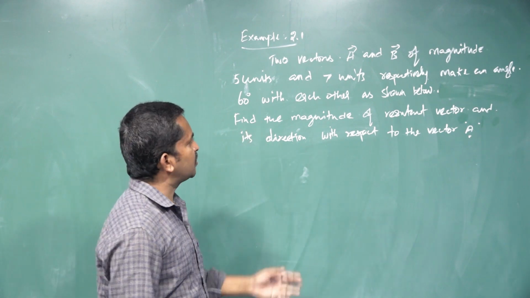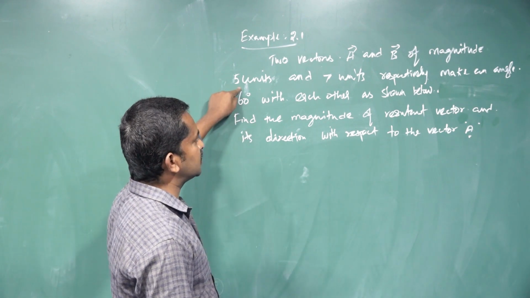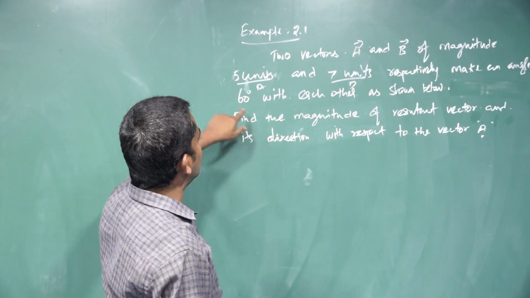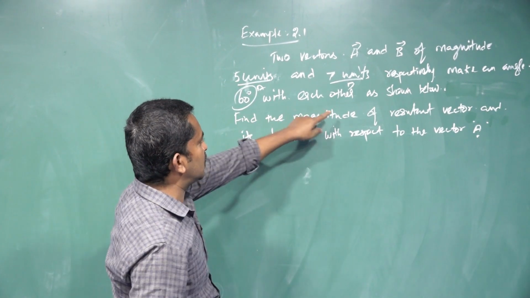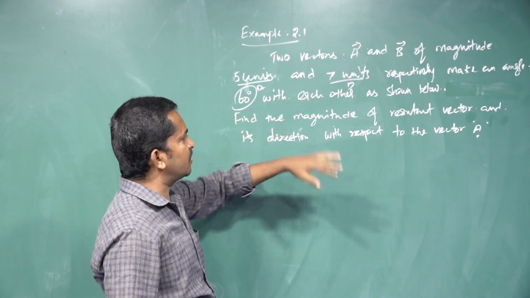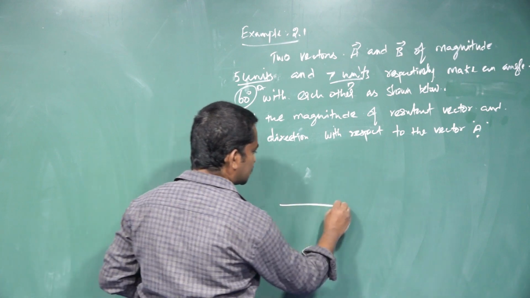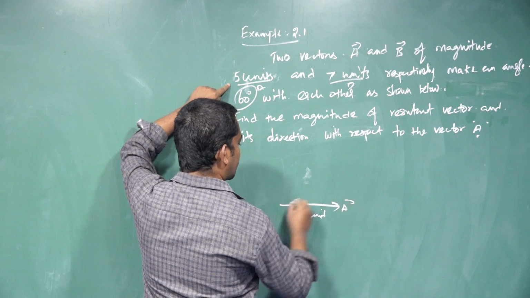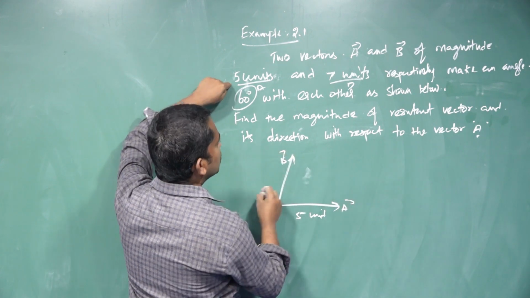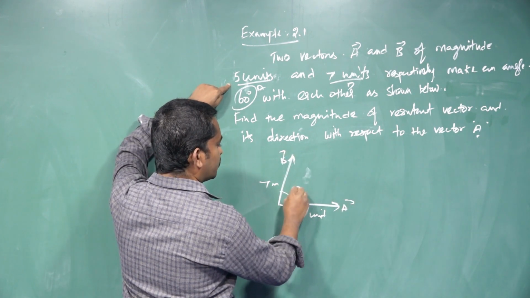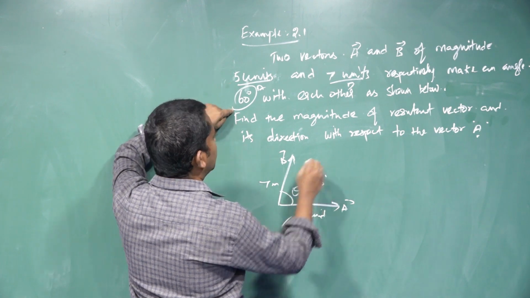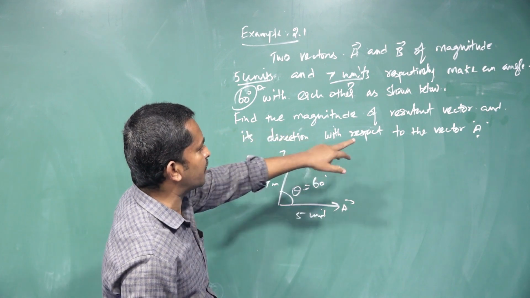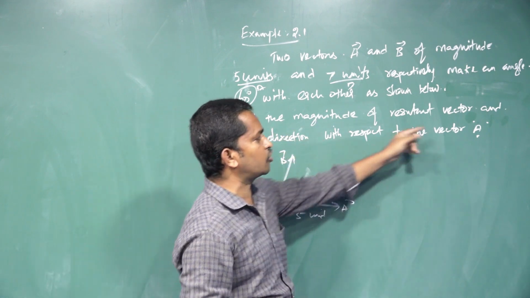Two vectors, A vector and B vector, of magnitude 5 units and 7 units respectively, make an angle of 60 degrees with each other. This is the A value, this is the B value. With each other means the angle between A vector and B vector, theta, is 60 degrees, as shown below. Find the magnitude of the resultant vector and its direction with respect to A vector.